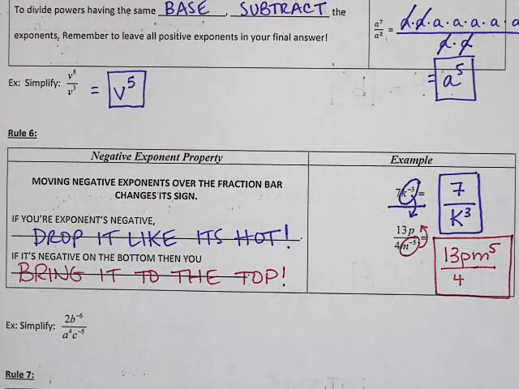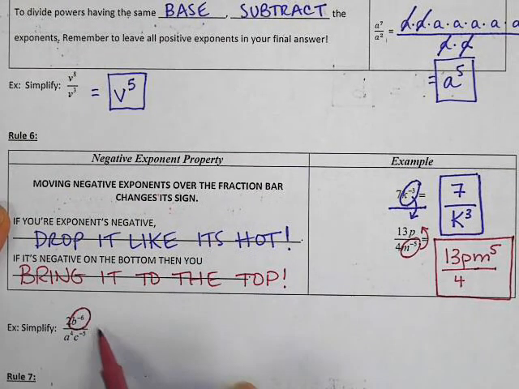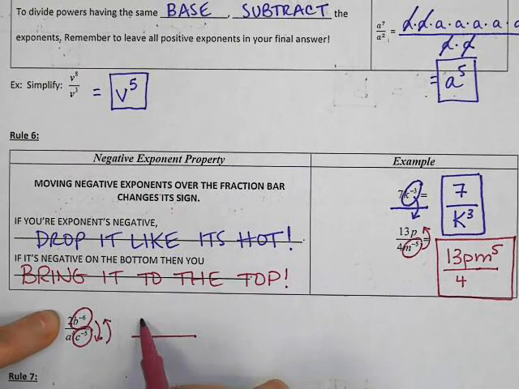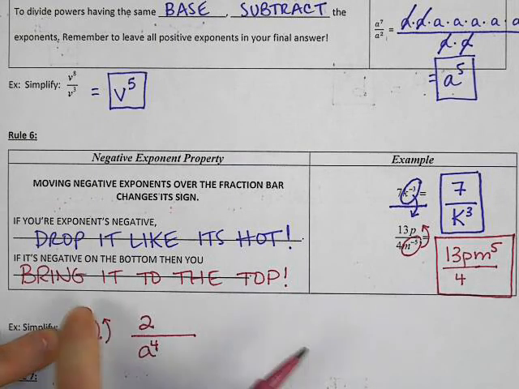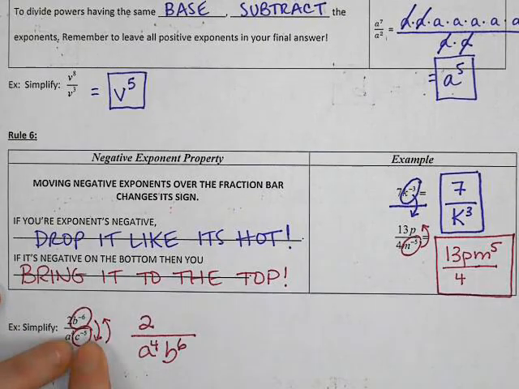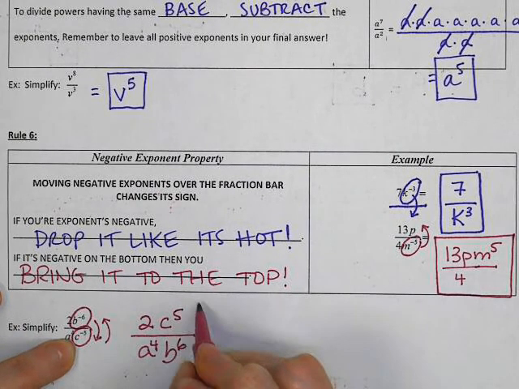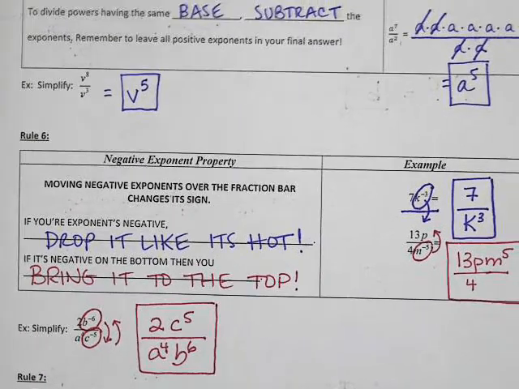Okay, so if you guys try the example, it looks like the b to the negative 6 is going to have to drop, and the c to the negative 5, we're going to have to bring it to the top. Everything else stays put. So the 2 stays, the a to the 4th stays, but the negative b will drop, and when you drop it, it becomes positive, and the negative c will bring it to the top, and it will become positive as well. So there's no negative exponents in your final answer.